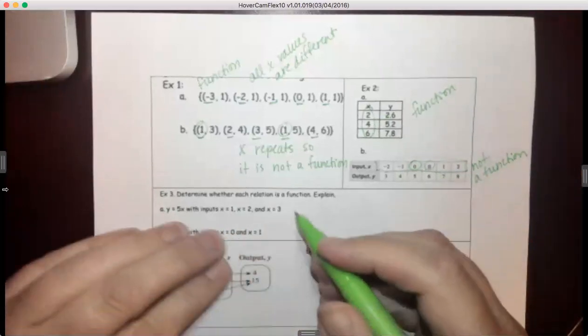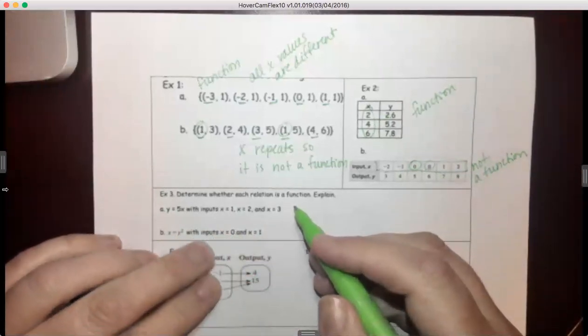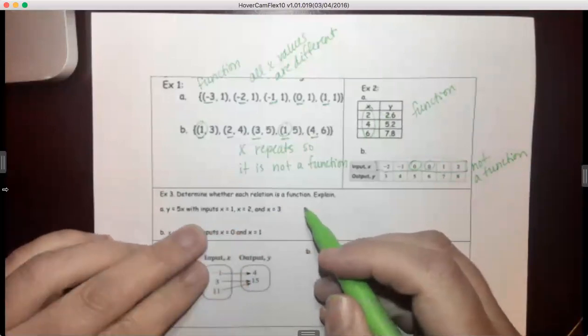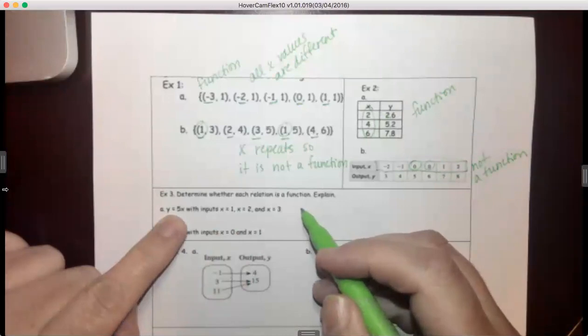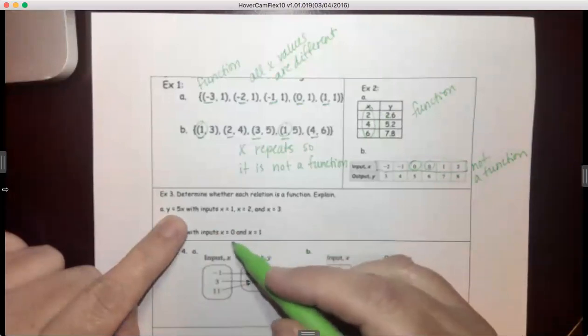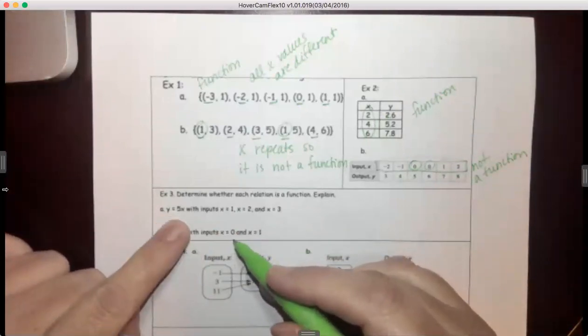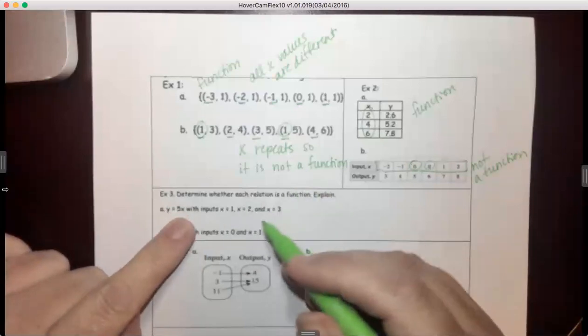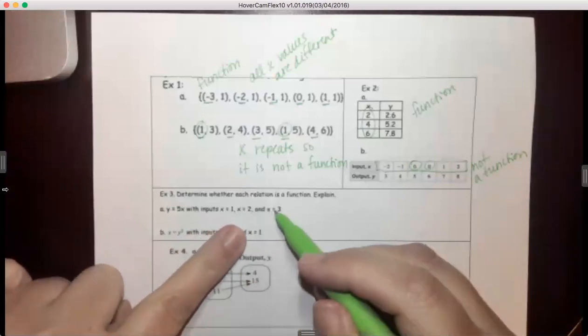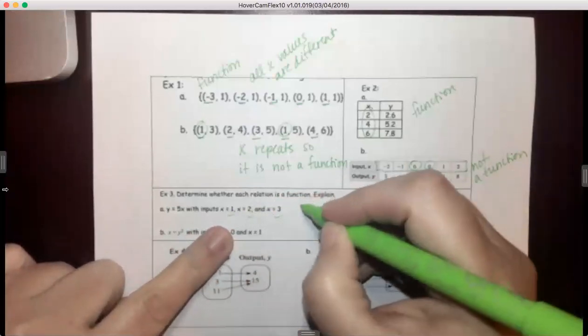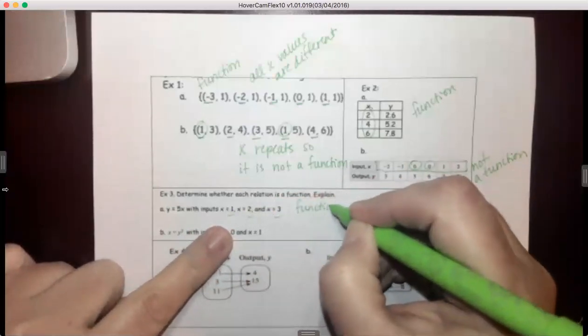Okay, if I look here, determine if each relation is a function. We have y equals 5x. It is a linear function because it has no y squareds or x squareds or anything like that. So we know that when we have different x's, 1, 2, and 3, they're all different. That makes it a function.